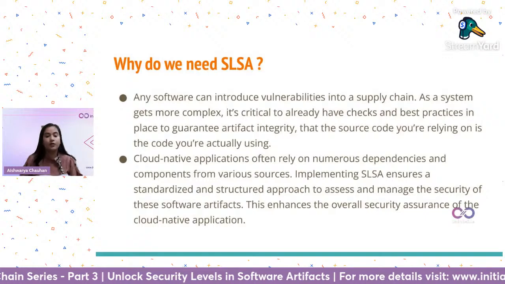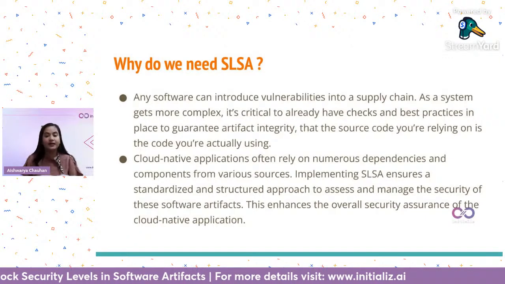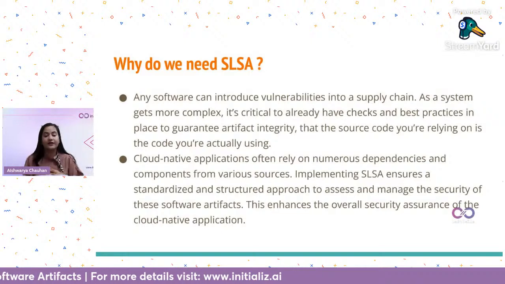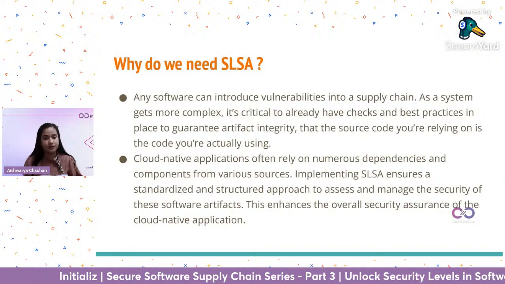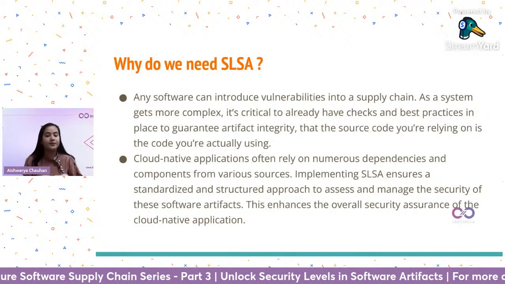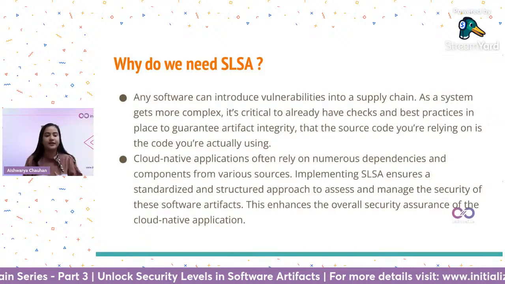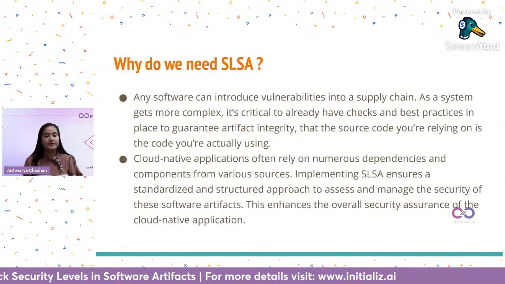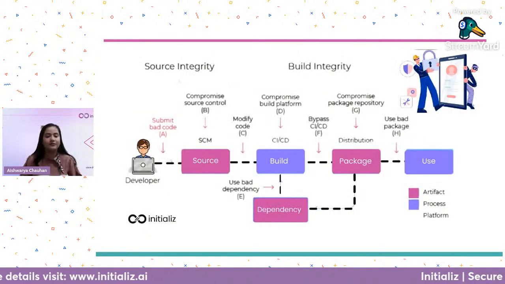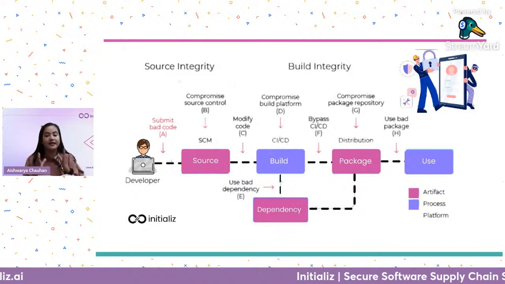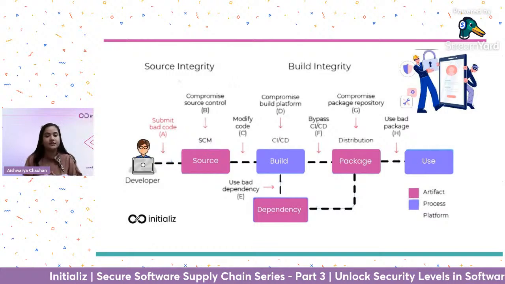So why do we need it? I just explained that you need it for making sure that you have the integrity of your cycle. It is critical to already have checks and best practices in place to guarantee artifact integrity, so that the source code you're relying on is the code you're actually using. As I previously said, mitigating risk is better, because prevention is always better than applying the caution. So this is the whole initial quarter of the SDLC, where we process the source code.